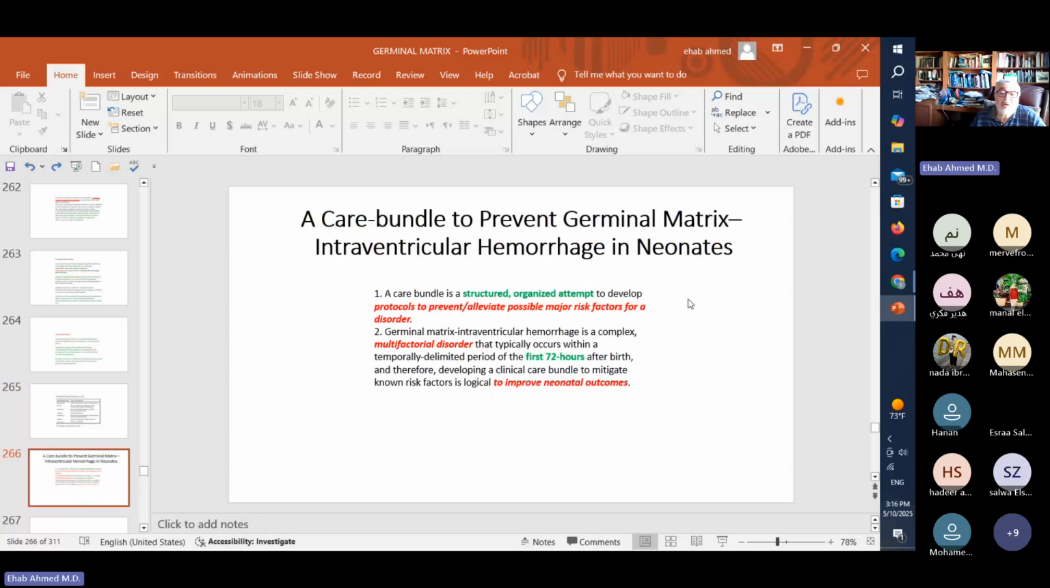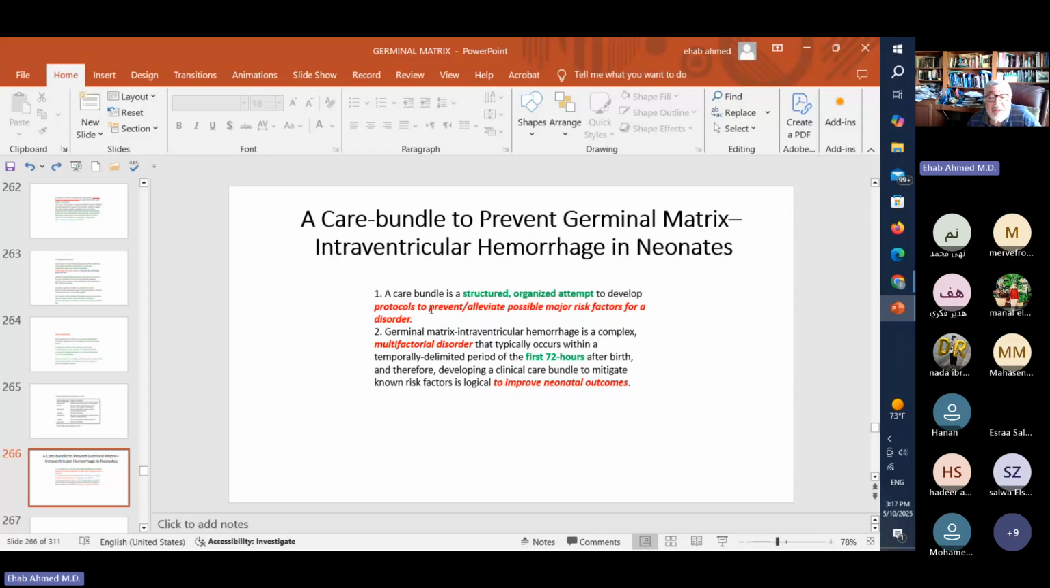Yes, there is something called a care bundle. This was introduced by some groups of neonatologists, and they use it in what they call the golden hour, and they use it in the first 72 hours, and it has some parameters. It has 4 steps, and you may use it if you need.